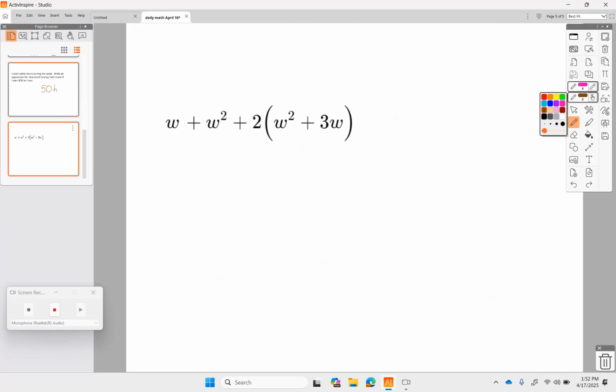Okay. Here's the big question. Are W and W squared like terms? They are not. You cannot combine them. Now, you do have to be able to distribute. This is really important, okay? You have the W. You have the W squared.